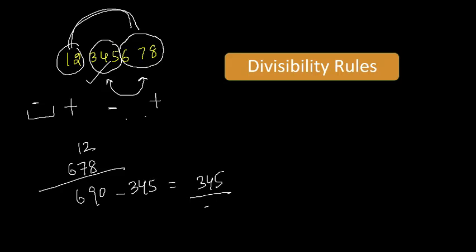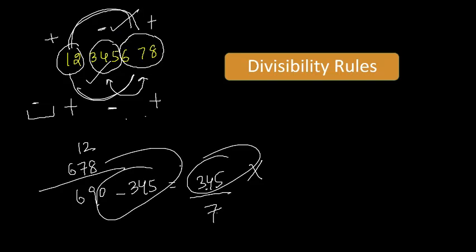Just check whether it is divisible by 7 or not. 7 threes are 21, 7 fours are 28, and 65. No, it is not divisible by 7. Got it? This is plus, this is minus, and this is plus. Add the positive, subtract the negative one. You will get the smaller number, right? Just check this.